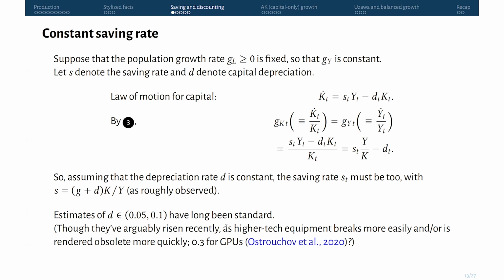Now, arguably, the capital depreciation rate is rising, maybe in part because higher tech equipment breaks more easily and or is rendered obsolete more quickly. So in a pretty extreme case, GPUs seem to only last about 3 years. But most of the economy is not yet GPUs, though some days it looks like we're getting there. So basically we've got constant depreciation rate, and the Kaldor facts tell us that has to come with a constant savings rate.